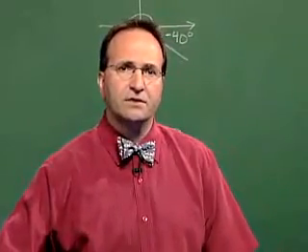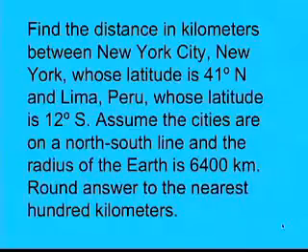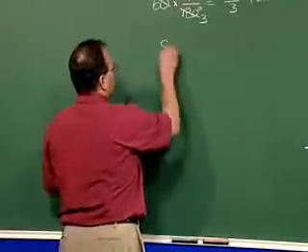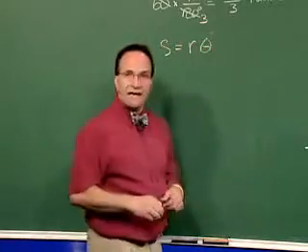So the example I want to do is find the distance in kilometers between New York City, New York, whose latitude is 41 degrees north, and Lima, Peru, whose latitude is 12 degrees south. Assume the cities are on a north-south line and that the radius of the Earth is 6,400 kilometers. Round the answer to the nearest 100 kilometers. So to do this problem, we have to use S equals r times theta.